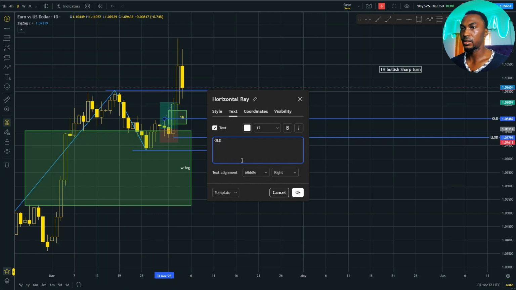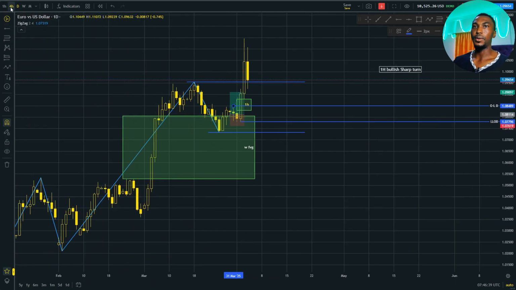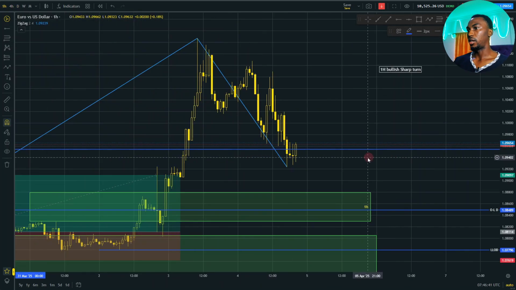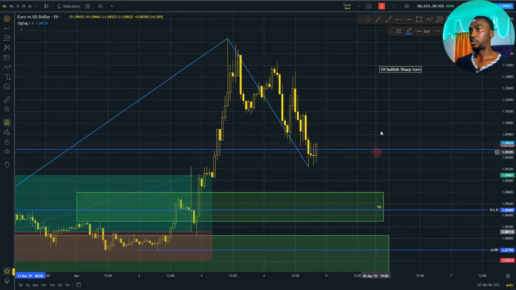This is overlapping defense. Let's call it OLD. So I have overlapping defense. I have a good last line of defense right here. So if I'm going to be taking a trade, I should be praying for price not to make its way down this way, down here.